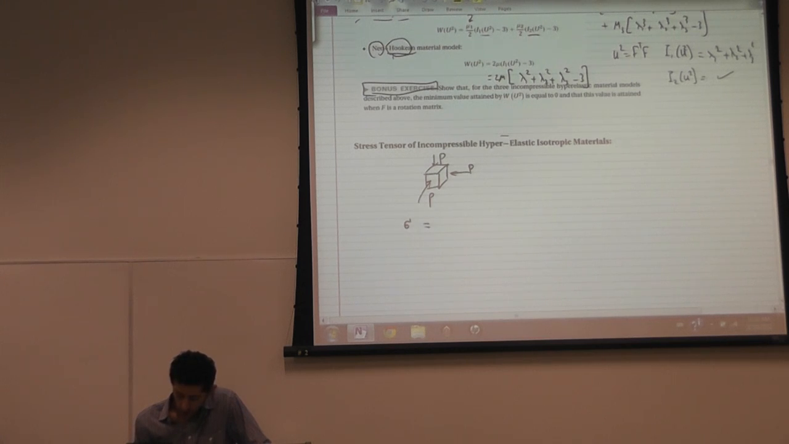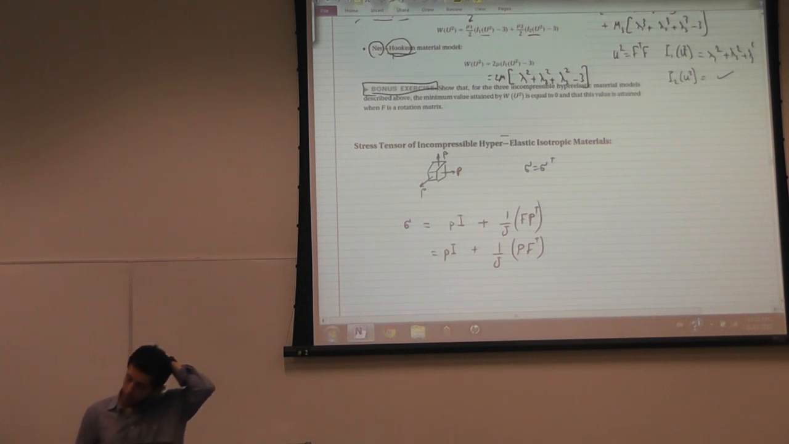Cauchy stress is equal to this hydrostatic stress P. Let's put it in tension. Plus one over J F P transpose. But this is symmetric anyway. Sigma is equal to sigma transpose. And P, the first Piola-Kirchhoff stress.